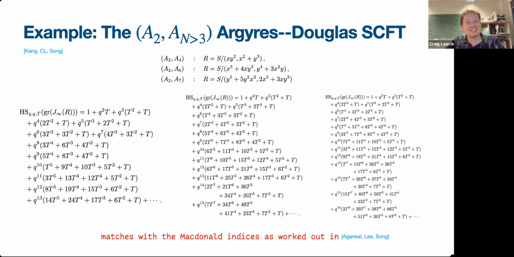I don't really expect you to read these complicated expressions, but one thing which is nice is just to compute them, to see that we can compute them up to a fairly high order. So these were worked out in this paper by Agarwal, Lee, Song up to around order q to the 9. So you see, in this sense, we go much beyond. But yes, we can also compare with expressions for the refined characters of the VOA, and these all seem to match nicely.